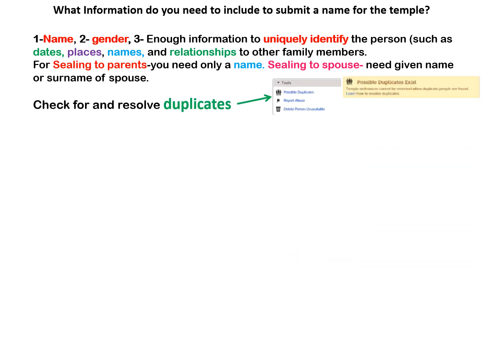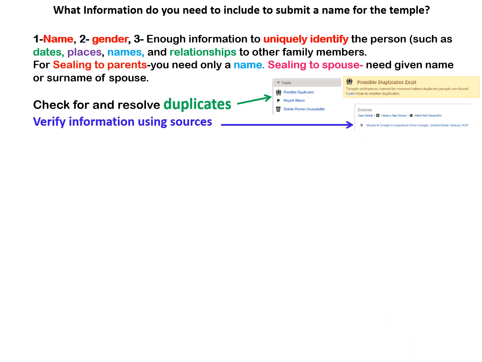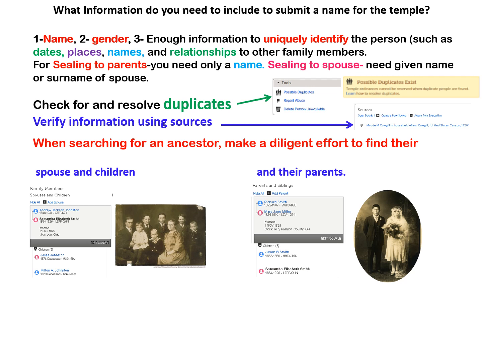Check and resolve duplicates. If you get a yellow warning sign when submitting a name to the temple, it is telling you that you need to resolve the duplicate before doing the temple work. Verify information using sources. Ideally, you should include as many sources as you can find. When searching for an ancestor, make a diligent effort to find their spouse, their children, and their parents.